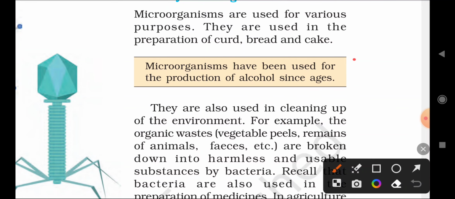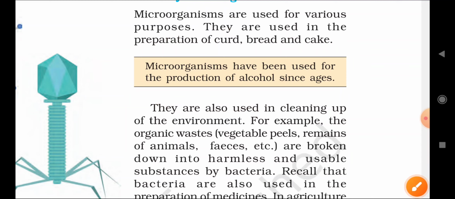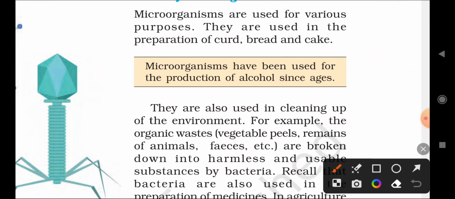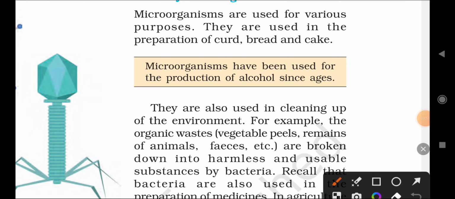Again, microorganisms are used in the production of alcohol. Remember that. Since ancient ages, people also used microorganisms to produce alcohol. Remember that this much usage is of what? Microorganisms.